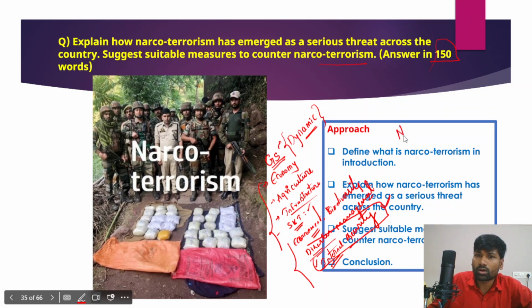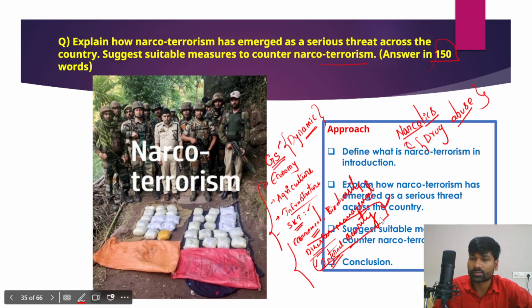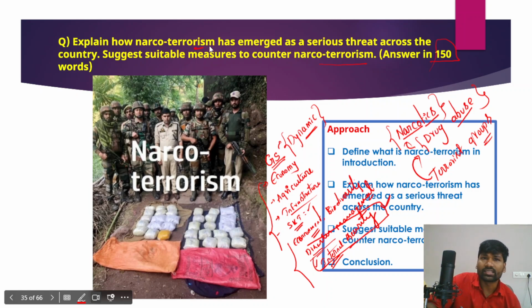I hope you know what narcotics is, right? Narcotics is drug abuse, addiction to drugs, drug cultivation, drug trafficking, the drug trade. Everything comes under narcotics. However, in recent times, terrorist organizations or groups have direct or indirect linkages with the drug trade or narco trade. That is what is known as narco-terrorism.